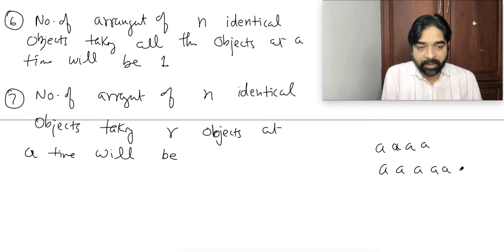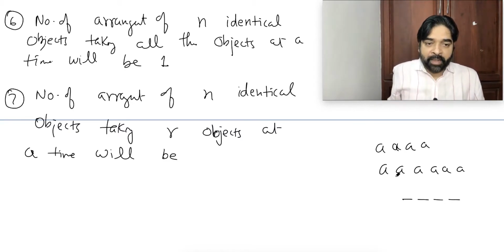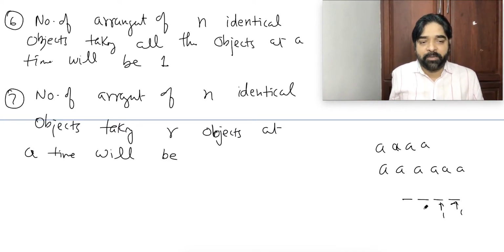Suppose there are 6 A letters. I want to arrange 4 letters. In how many ways can we arrange? This place I can fill by how many ways? One way. Anyone you are putting there, no change. This place I can fill by one way. This place also by one way. This place also by one way. This place also can be filled by one way.